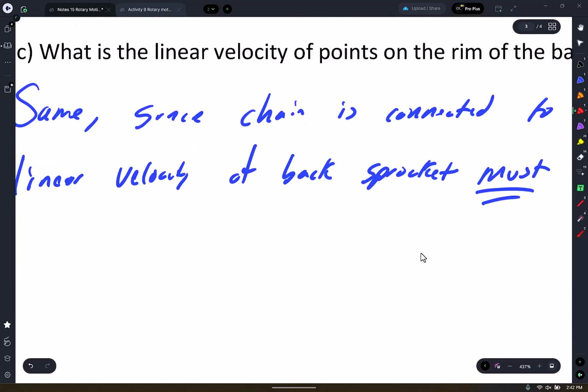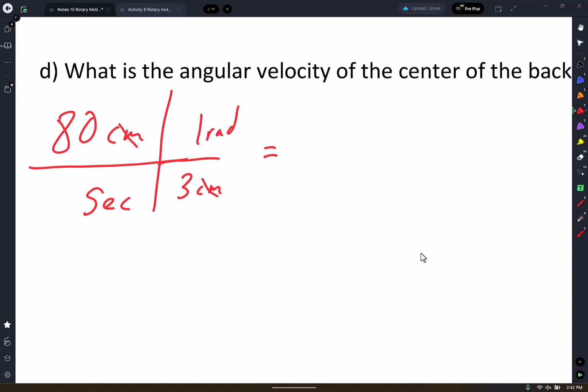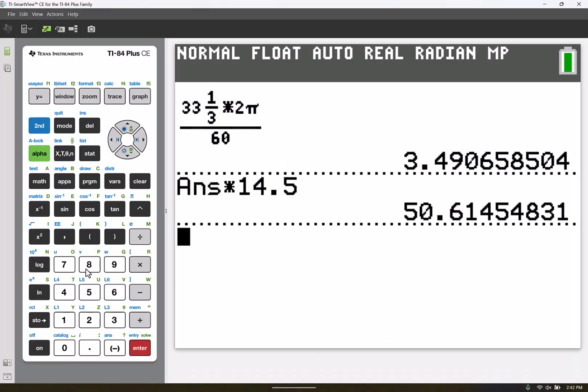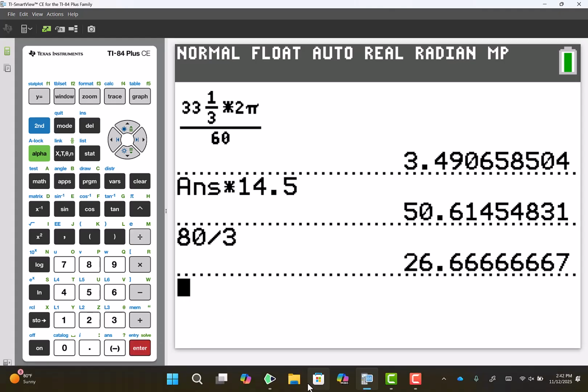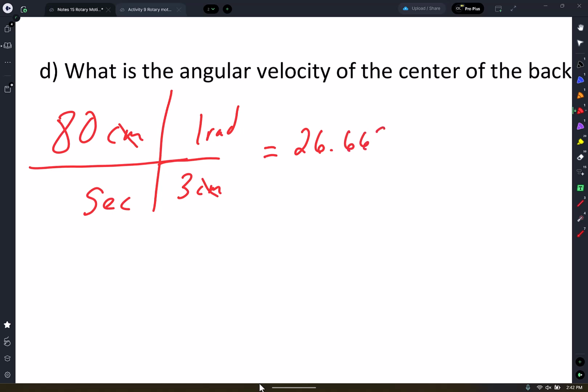So I'm going to come back and I'm going to say, in 3 centimeters, there is 1 radian. And look, there it is. Now I get radians per second. Do you guys see that? So I take the 80, and I'm going to divide it by 3. 26.66667. Oh, let's not say 26.667. We want to go to heaven.